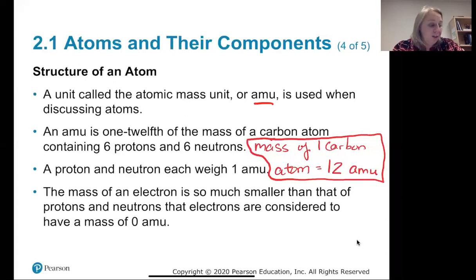So we have 6 protons and 6 neutrons. And we said that 1 proton is basically equal to 1 AMU, and 1 neutron is also 1 AMU. So if you have 6 protons, that's times 6, that's going to be 6. And we have 6 neutrons times 6, that's 6. 6 plus 6 is 12. So the mass of one carbon atom is 12 AMU, and you'll see that on the periodic table. We don't worry about the mass of an electron because it's so small.